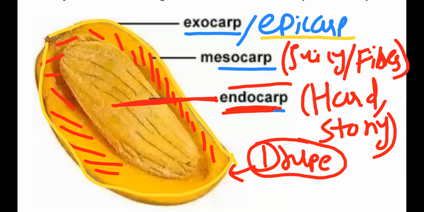And this drupe are one-seeded fruit. Remember, monocarpellary, superior ovary, and one seed. Then next example, mango and coconut. First, we will understand mango.